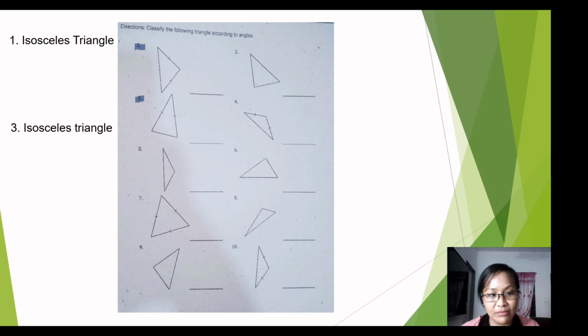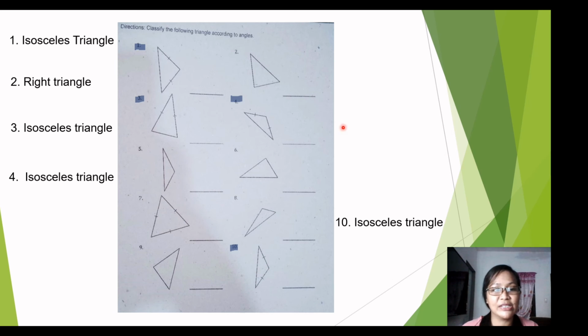Another, we have number 4. This side and this side are congruent because of this line. Okay? This line means this side and this side are congruent. Therefore, number 4 is an isosceles triangle. Number 10 is also an isosceles triangle since this side and this side are congruent.